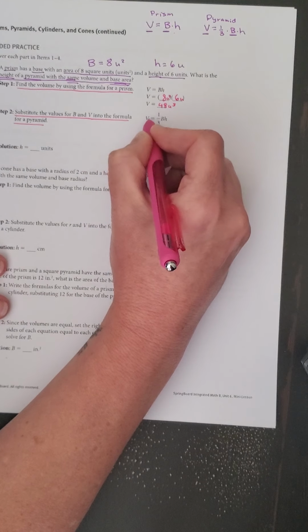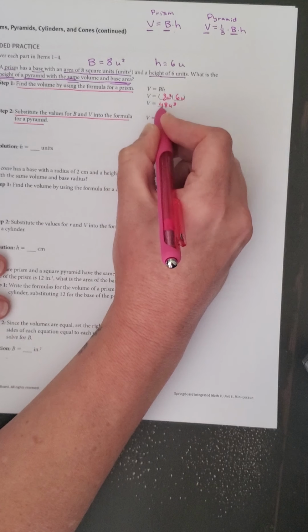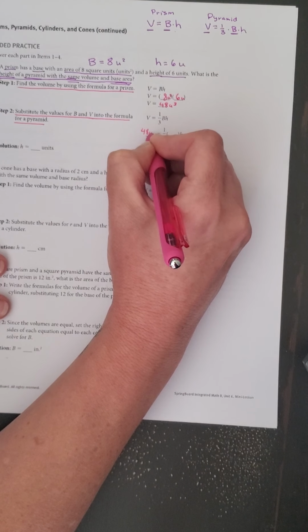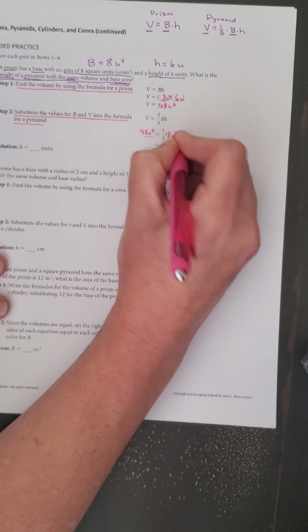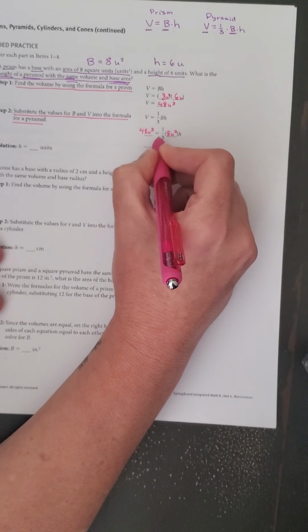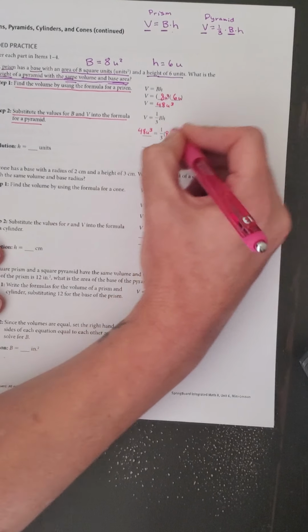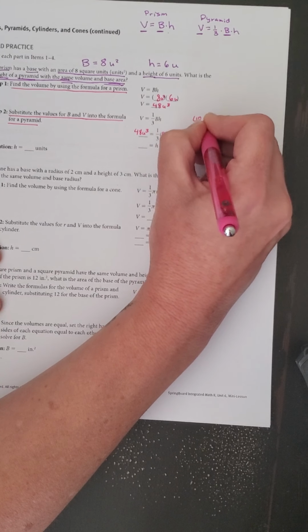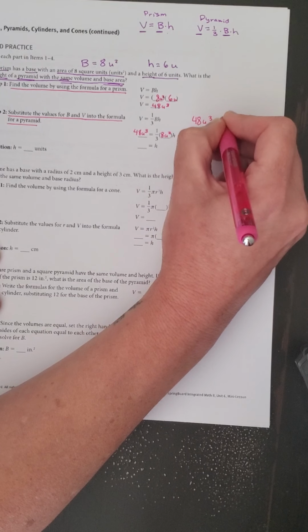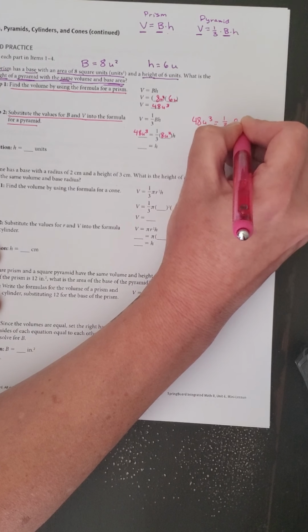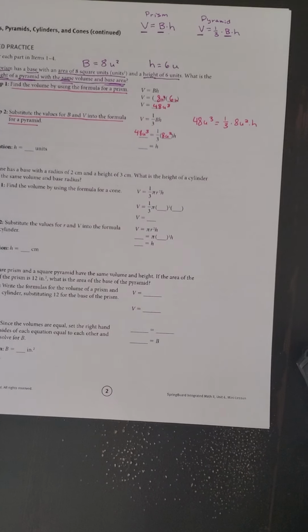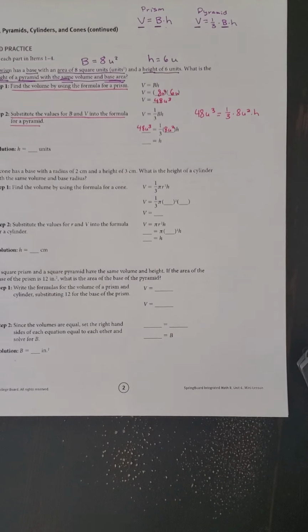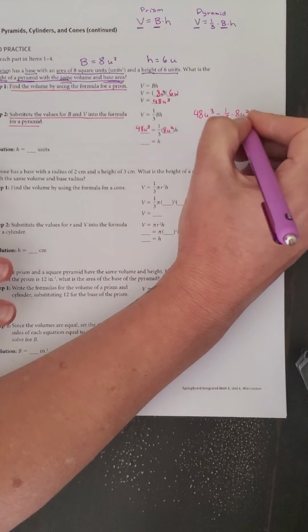So here's my pyramid formula. They have the same volume, that means that this is 48 units cubed. And they have the same base, which means that this is 8 units squared. And then to solve for H, I'm going to do that over here. So I've got 48 units cubed equals 1/3 times 8 units squared times H. Let me make sure I'm not going off the screen. Okay. So remember, I'm solving for H.